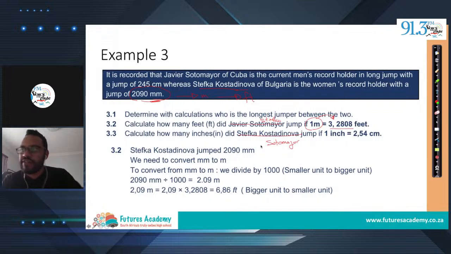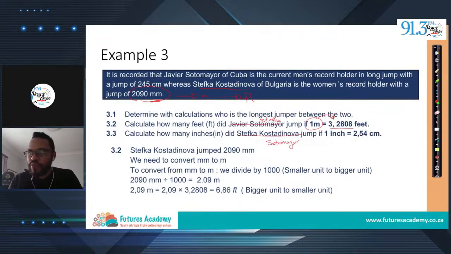We start with the conversion of 2090 millimeters to meters. Hence, to convert from millimeters to meters, we divide by 1,000. That's saying we're moving from a smaller unit to a bigger unit. Once we've got that, we can see that 2090 millimeters is equal to 2.09 meters.